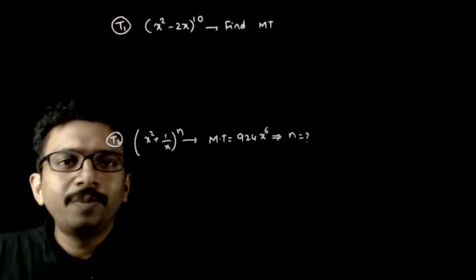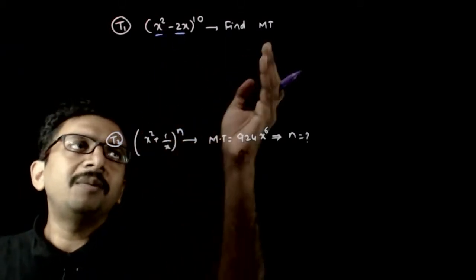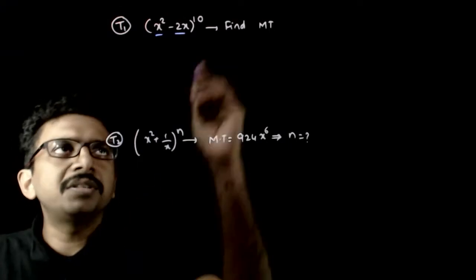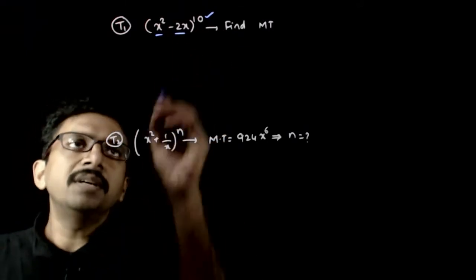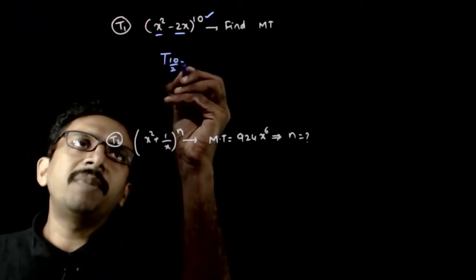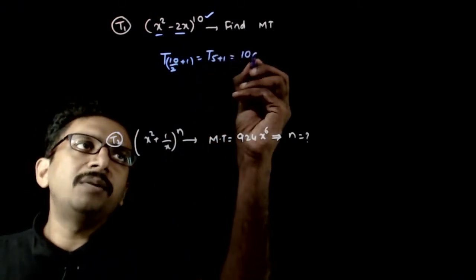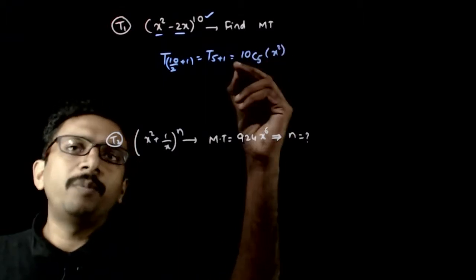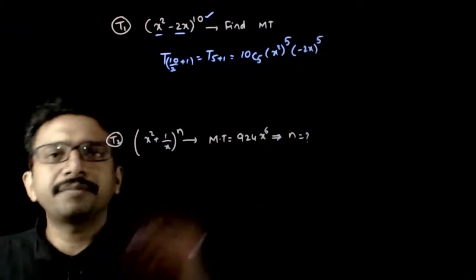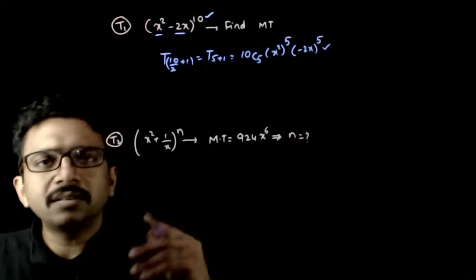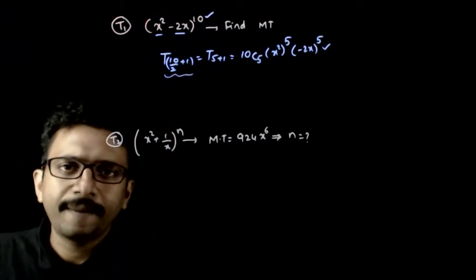In this topic, I will discuss 2 basic types of questions. One is the very straightforward question. You will be given a binomial and asked to find the middle term. In these questions, you just need to look at n. Here n is equal to 10, so n is even. So the middle term is T(10/2 + 1), that is T(5 + 1), and that is equal to 10C5 (x²)^(10-5) (-2x)^5. On simplification you get the middle term. You just need to know how to write this, that's it.